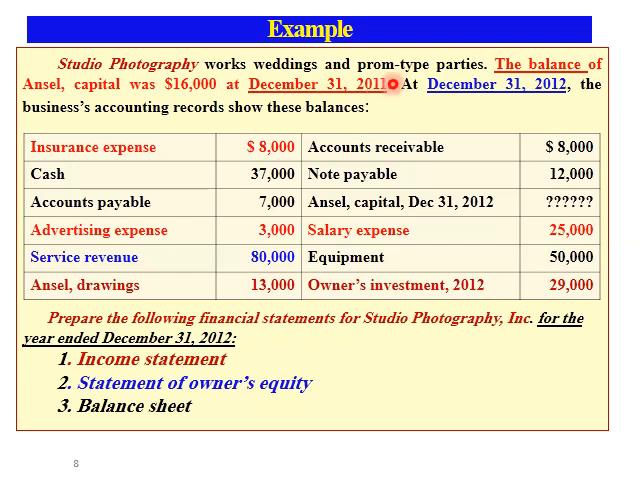At December 31st, 2012, the business accounting records show these balances. Let's classify them together. Insurance expense, it is an expense. Cash, asset. Accounts payable, any payable must be a liability. Advertising expense, it is an expense. Service revenue, it is revenue. Ansel drawing. Accounts receivable, yes, it is an asset. Note payable, liability. Ansel capital, it is owner's equity, capital. Salaries expense. Equipment, asset. Owner investment, it is an investment by the owner, part of owner's equity. Did you realize that the Ansel capital at December 31st, 2012 is missing? Yes, you have to calculate it from the statement of owner's equity.